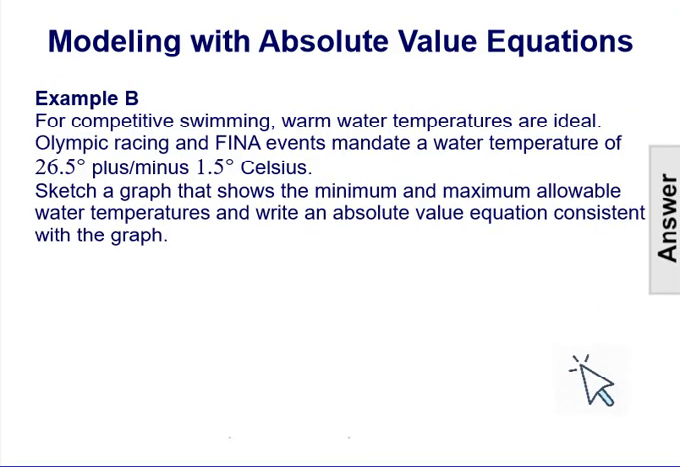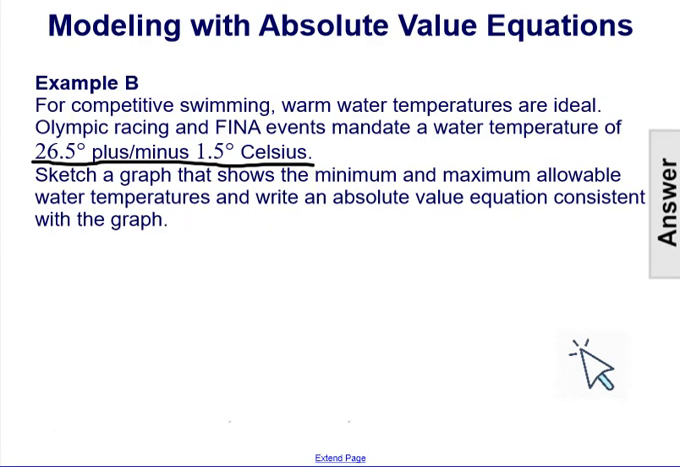Let's look at example B. For competitive swimming, warm water temperatures are ideal. Olympic racing and FINA events mandate a water temperature of 26.5 degrees plus or minus 1.5 degrees Celsius. So let's sketch a graph that shows the minimum and maximum allowable water temperatures and then write an absolute value equation consistent with the graph.